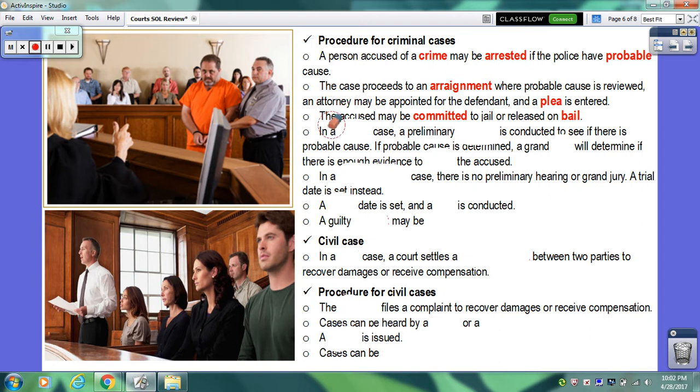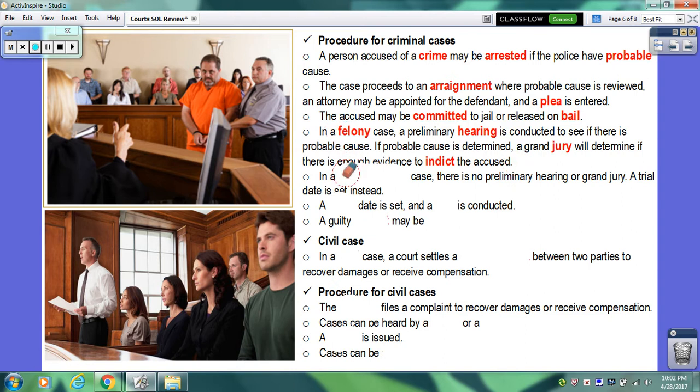So in a felony case, a preliminary hearing is conducted to see if there's probable cause. If probable cause is determined, a grand jury will determine if there is enough evidence to indict the accused. The jury would be those people who are selected for jury duty, and they would decide if the accused are set for trial, or if there's not enough evidence, then they could be released.